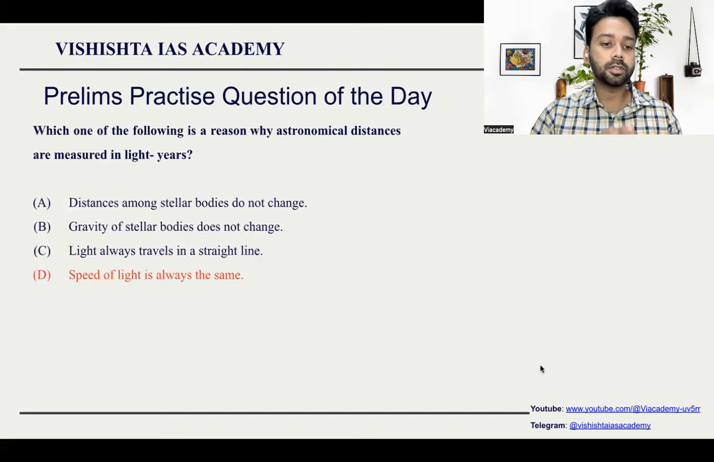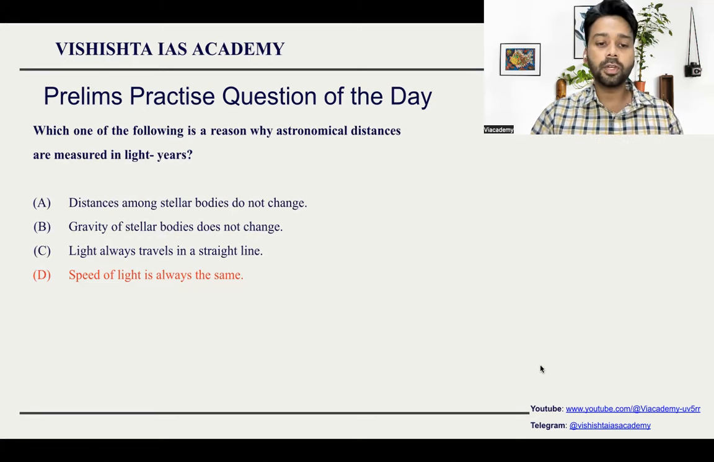The first option is that distances among stellar bodies do not change, which is actually wrong because we all know that the universe is still expanding. When the universe is still expanding, we cannot say that the distance is always fixed. So this option can be easily eliminated. The second option, gravity of stellar bodies does not change. Gravity also can change. When the body becomes smaller in size, the gravity will reduce. If the body increases in size with higher mass, then the gravity will increase. So this option cannot be true.